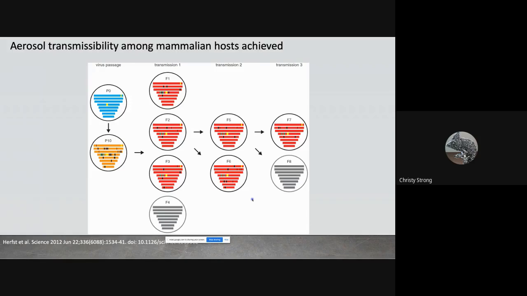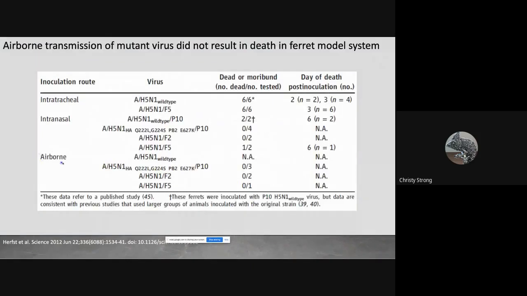Now, the researchers were like, okay, we show that it can be passed from ferret to ferret to ferret, but you really need to take into account that when it's in the airborne version, it doesn't kill the ferrets. So it's not deadly. So when they did this series of passaging, it attenuated the virus. So it's no longer deadly, but it acquired the ability to be passed from ferret to ferret to ferret.